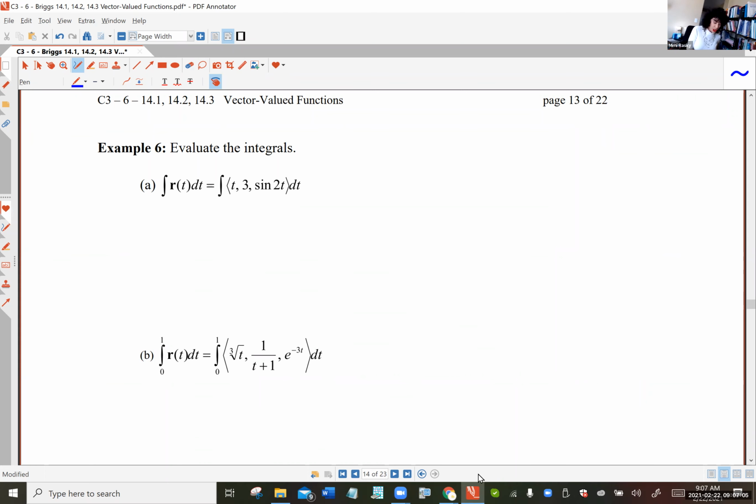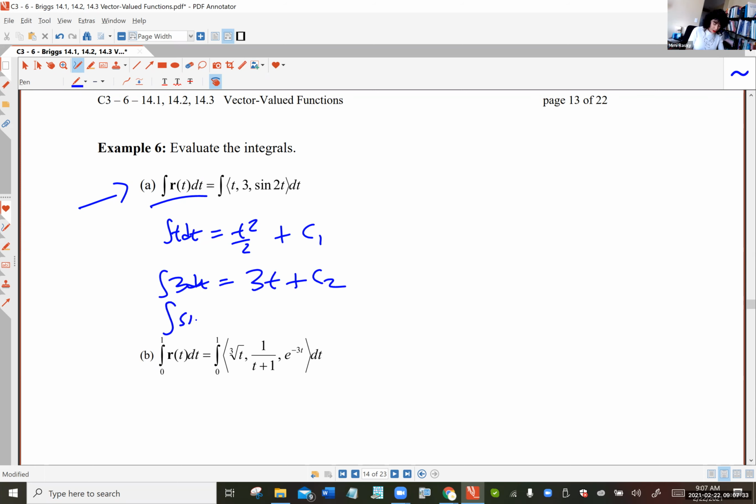So check out letter A. It's pretty easy. They're saying, hey, integrate this vector valued function. Fine. If you do each of them individually and then put it all together in component form, the integral of t, come on, that's so easy: t squared over 2 plus some constant, C1. The integral of 3, easy peasy, is 3t plus some other constant, C2. And the integral of sine of 2t.